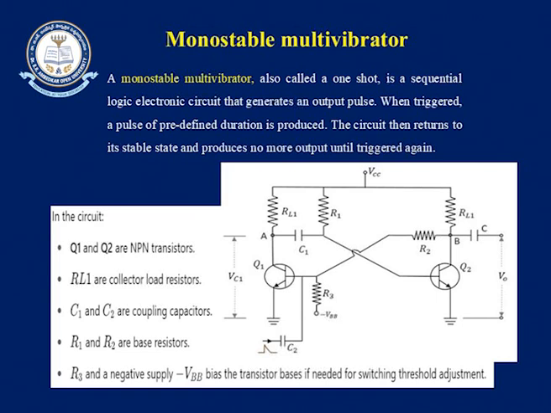Here there are two NPN transistors, Q1 as well as Q2, with collector load resistors, coupling capacitors C1 and C2, as well as base resistors. You can observe from the transistors' emitter, base and collector, that the base resistors are R1 as well as R2. Here the negative base voltage is minus VBB, which is the bias of the transistor, and whenever needed for switching, threshold adjustment can be done through this.